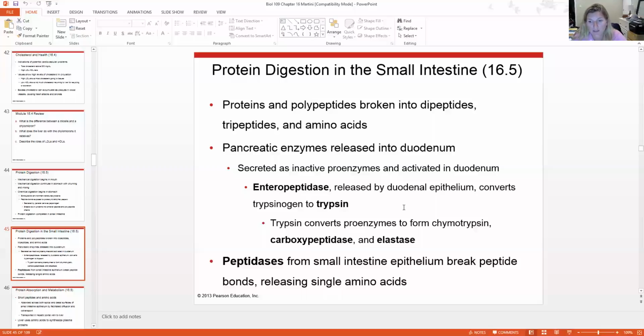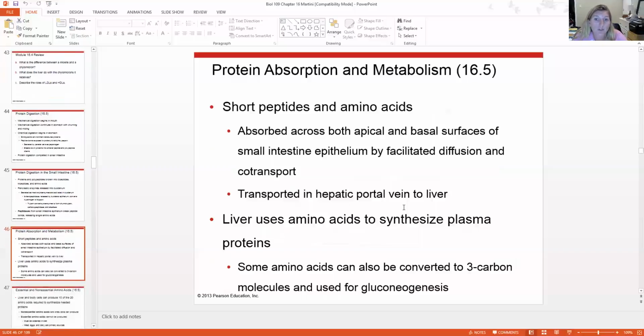Peptidases from the small intestine epithelium will break peptide bonds, releasing single amino acids, and those short peptides and amino acids can be absorbed across the apical and basal surfaces of the small intestine epithelium through the process of facilitated diffusion or co-transport. Then they're transported to the hepatic portal vein, to the liver.